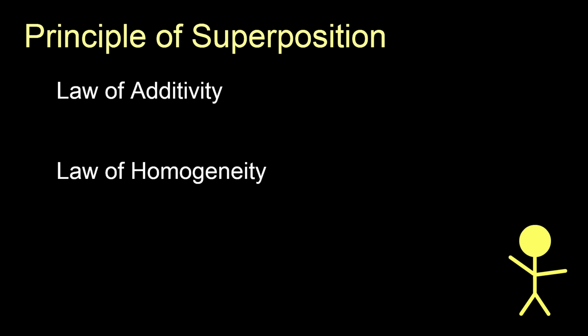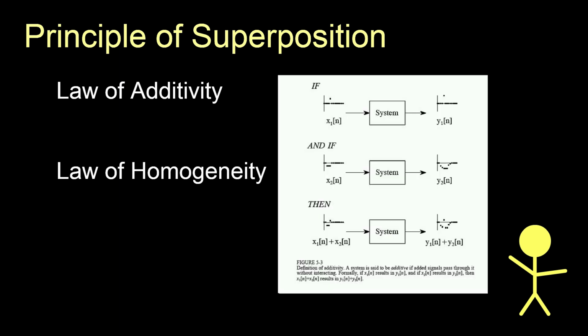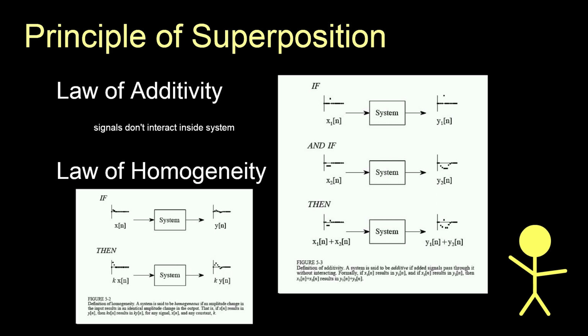The law of additivity means that the sum of the inputs to a system results in an output being the sum of the corresponding outputs. I'm sorry if that was confusing. Essentially, it makes sure that the signals don't interact inside the system. The law of homogeneity means a change in the input signal's amplitude results in the same change in the output signal's amplitude. If the system follows both of these laws, it follows the principle of superposition and it is linear.